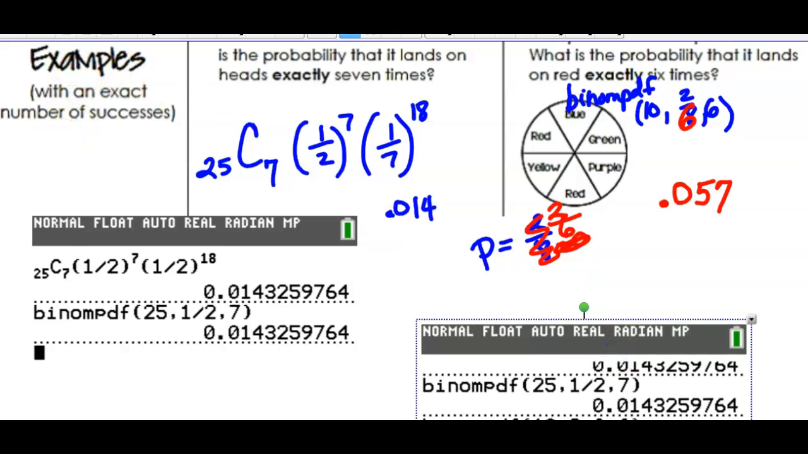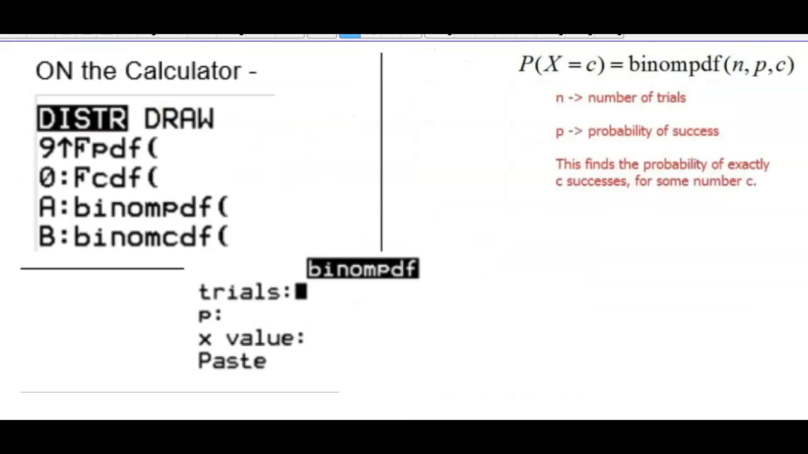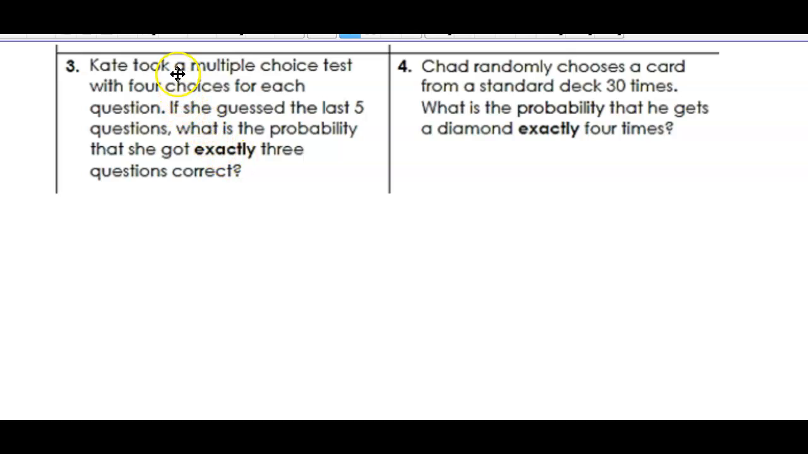All right. This one says, Kate took a multiple choice test with 4 choices for each question. If she guessed the last 5 questions, what is the probability that she got exactly 3 of those questions correct? So the number of trials she was doing, she's guessing 5 times. We want her to succeed exactly 3 times. And there are 4 choices, one of which is right. So she has a 1 in 4 chance of picking right.